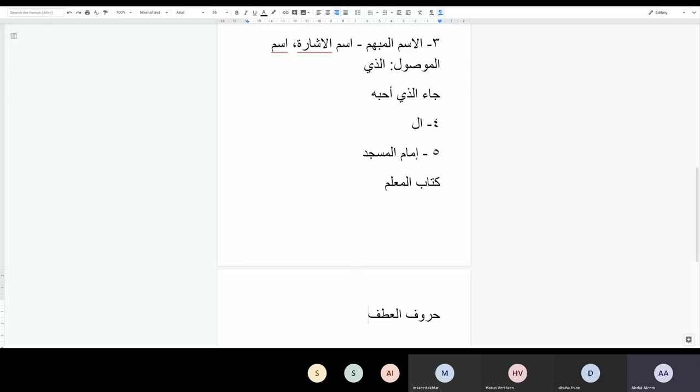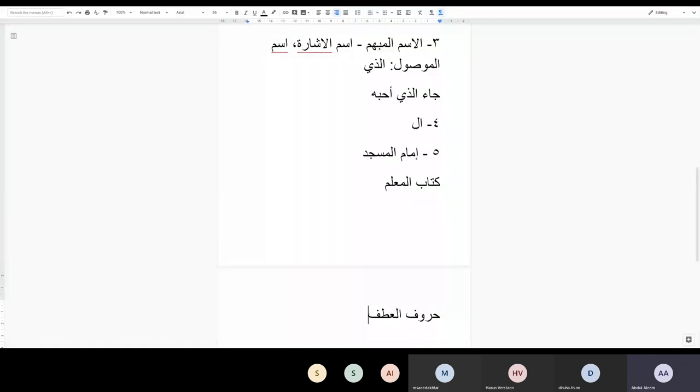Because "if you attach it to something marfu', you give it rafa." If it is attached to something that is marfu', it will take rafa. If it is connected to something that is mansub, it will take nasab. And if it's connected to something that is makhfud or majroor, it will take khafd or jar.